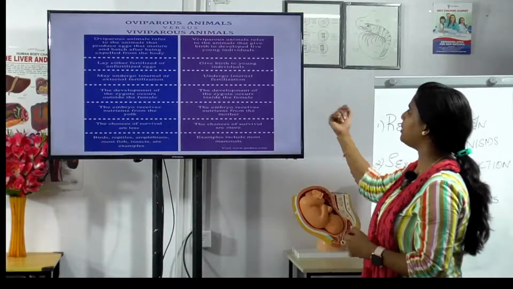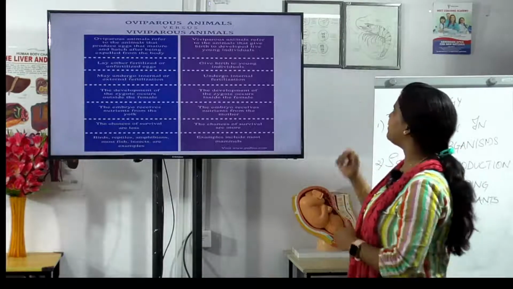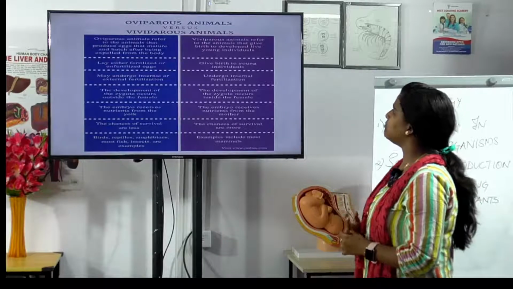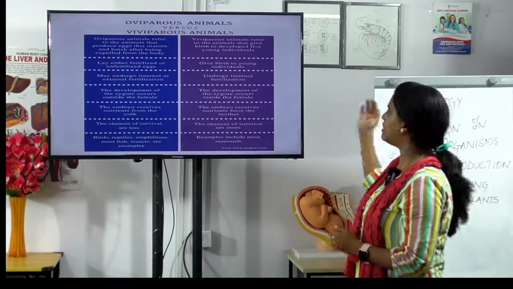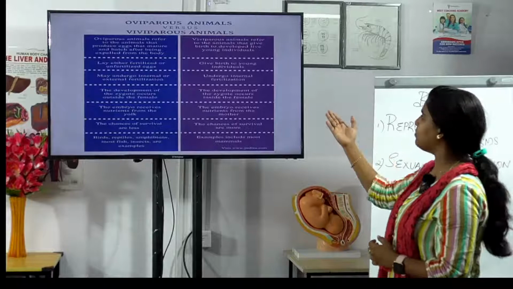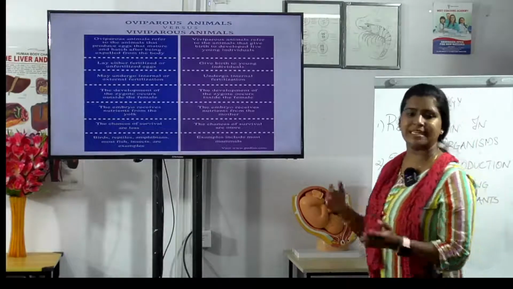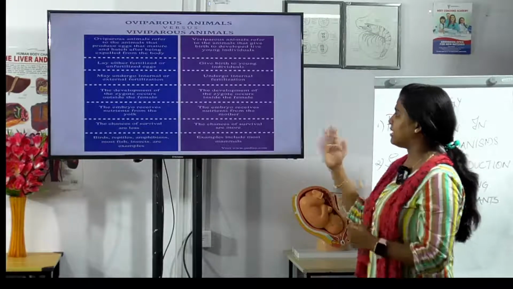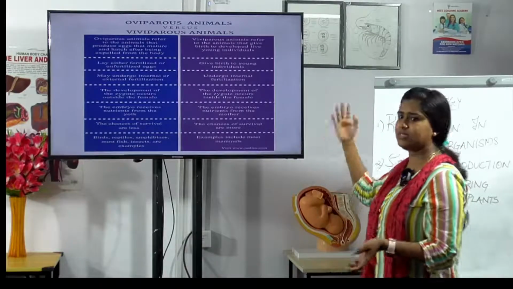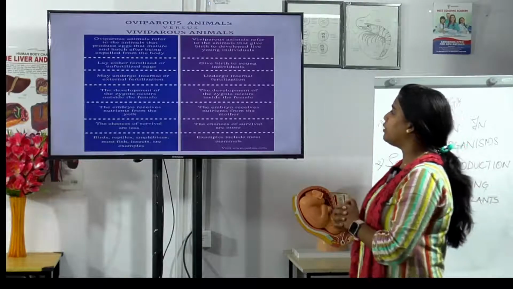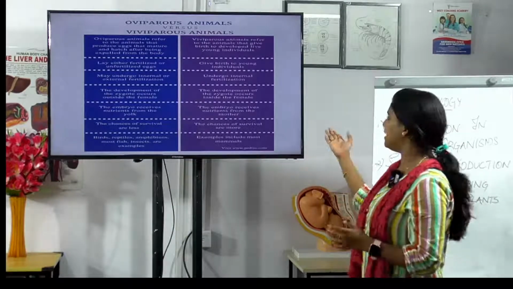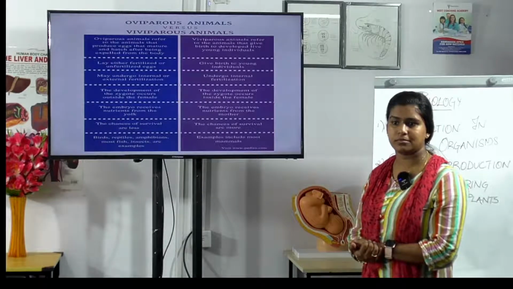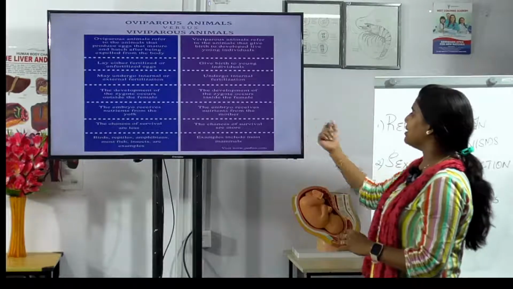What is viviparous? They give birth to young ones, whereas oviparous animals lay either fertilized or unfertilized eggs. Oviparous animals may undergo both internal and external fertilization, but here it is only internal fertilization. In oviparous animals the development of the zygote occurs outside, here it is inside the female, and the embryo receives nutrients from the yolk, but here it is from the mother directly through the placenta. In oviparous animals the chances of survival are less, but here it is more.